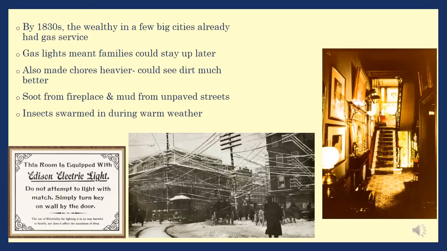But the brighter light made it easier to see household dirt, and things got dirty very fast in the 19th century with soot from the fireplaces and stoves, and mud that arrived from the unpaved streets. Insects swarmed in during warm weather. The window screen was another household necessity that was still waiting to be invented. So women who wanted to keep bugs off the food when they served dinner had to cover each dish.